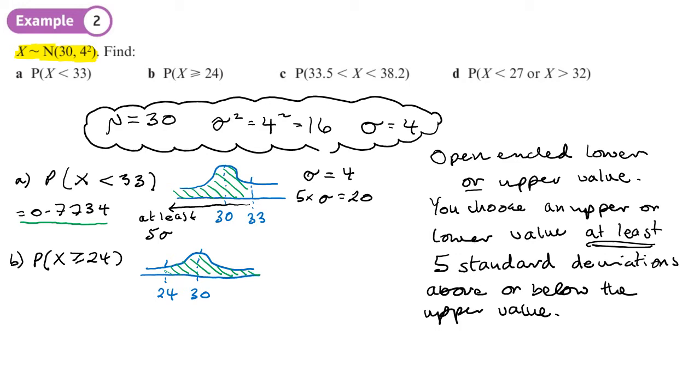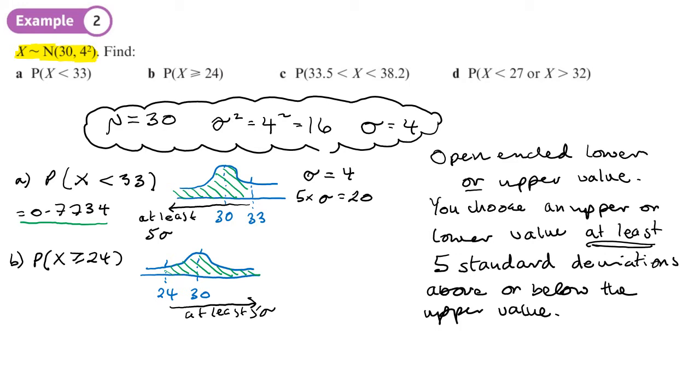So here we have an open-ended upper value. So there's no upper value given. But I know it needs to be at least 5 standard deviations away from 24. So it needs to be 24 plus 20 to give me 44. So that's the minimum value. So again, at least these 5 standard deviations. But in practice, if I just chose a big number way above 24 as my upper value, it doesn't make any difference.